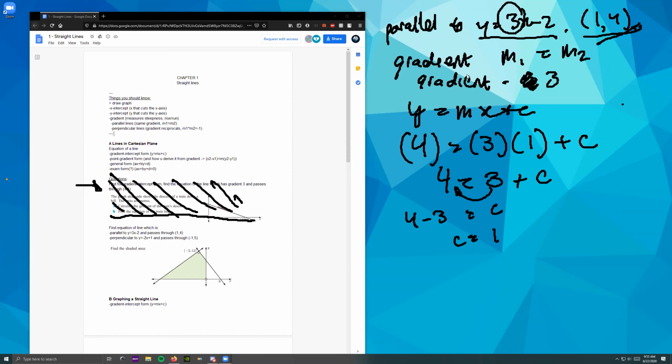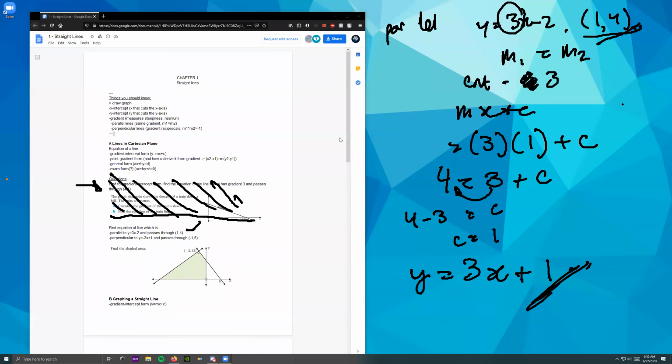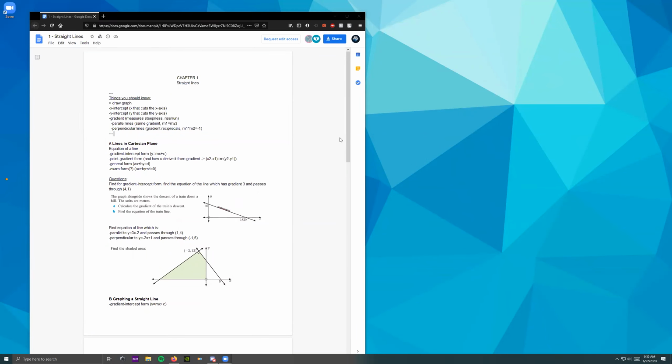And then to find the unknown equation, you just need to put in the gradient and the c, and that's it. So we have covered this one. I can scroll down. Oops. Okay, I'll just clear the entire thing here.